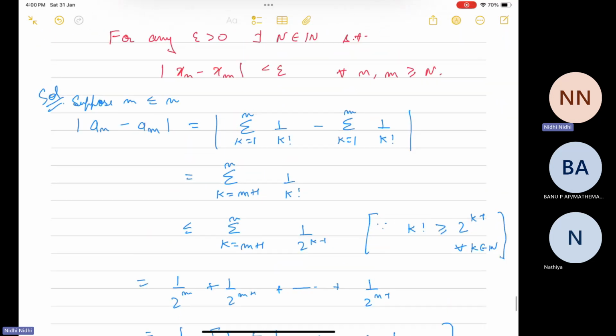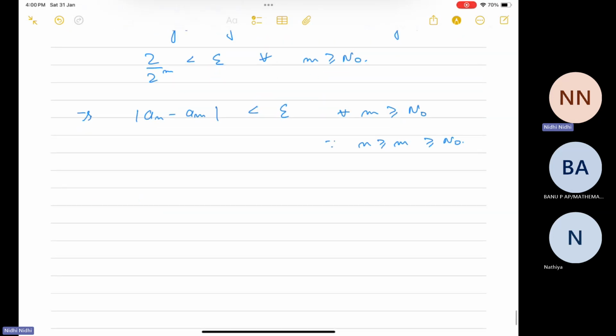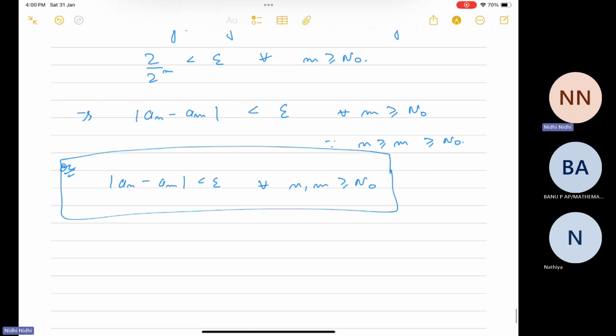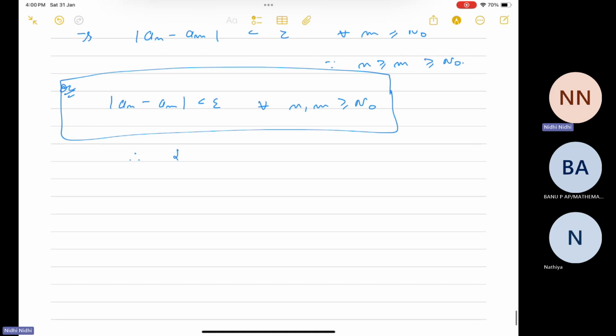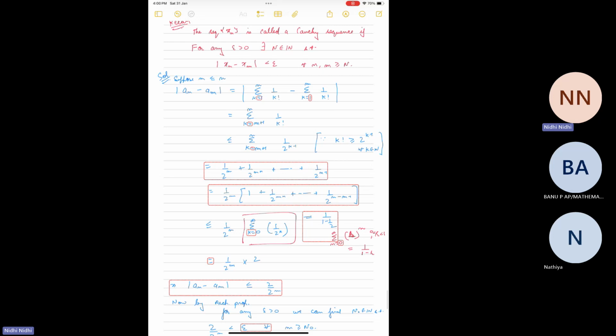Now, since n was already greater than or equal to m naught, and since n is greater than or equal to m, this will be greater than or equal to n naught. So I can write it as mod a_n minus a_m is less than epsilon for all n and m greater than or equal to n naught. This gives us the definition of Cauchy. Therefore, the sequence a_n is Cauchy. I hope this is clear, how we prove that this sequence is a Cauchy sequence. I would like you to go through it once again. I'll come back in 2 minutes.